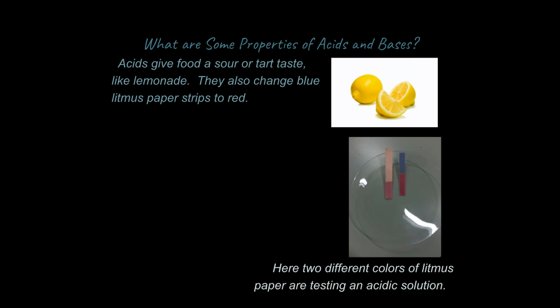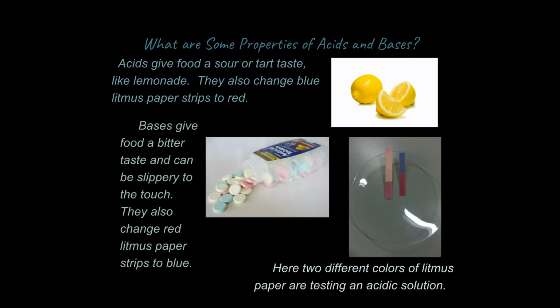First of all, acids, a few things that you may be familiar with. They give food a sour or tart taste. They change blue litmus paper strips to red. An example of a food that you've experienced before that would be acidic is a lemon, for instance. Whereas bases give food a bitter taste and can be slippery to the touch. They also change red litmus paper strips to blue.